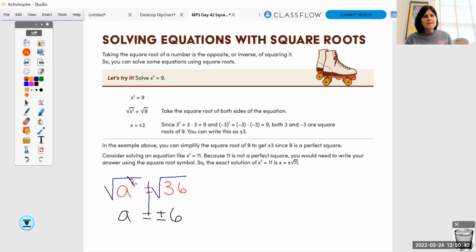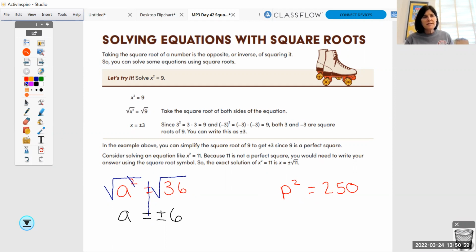Let's look at one more example. Now I'm going to go all the way down to the bottom of your page, in the bottom right-hand corner of that page that we're on. All right, and we have p squared equals 250.